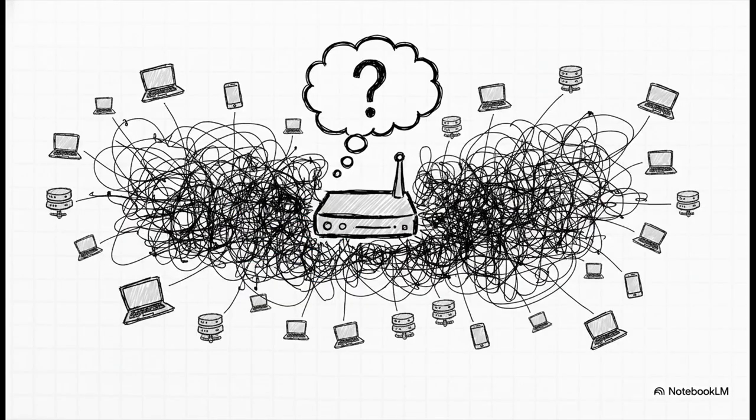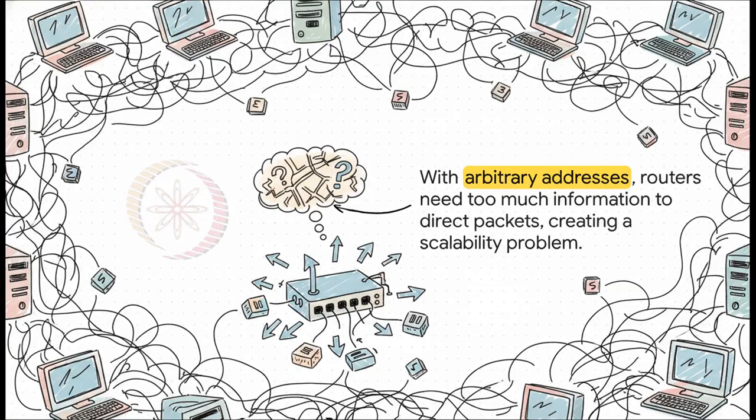But here's the problem. What if we just gave every device a totally random number? Well, imagine trying to deliver mail in a city with no street names and no zip codes. It would be total chaos. That's exactly the problem the internet's traffic controllers, we call them routers, would have. Each one would need a phone book for the entire internet with billions of entries, and it would be impossibly slow.